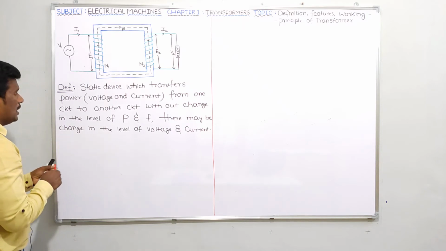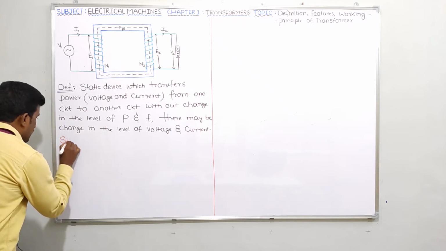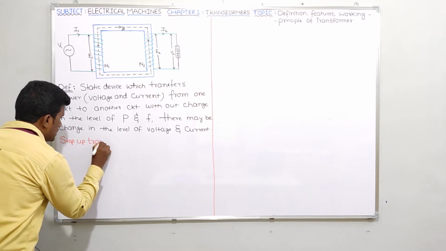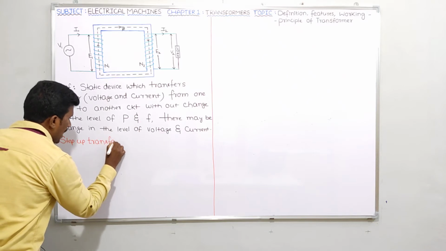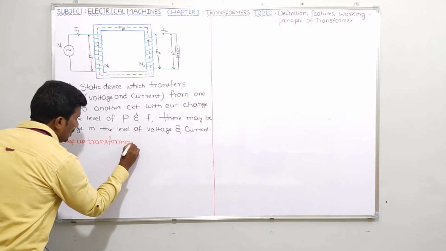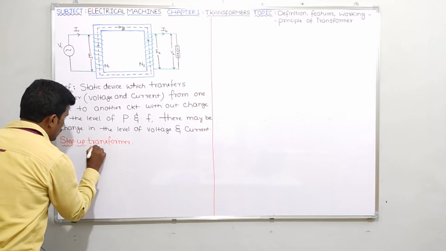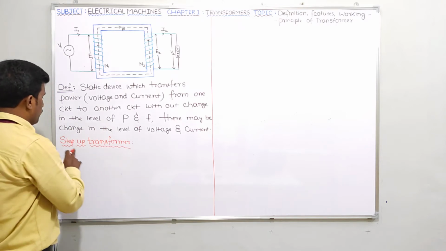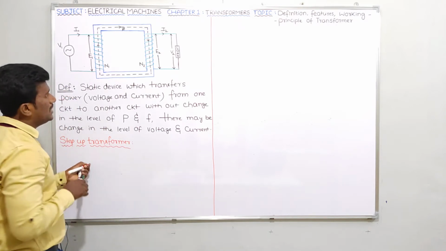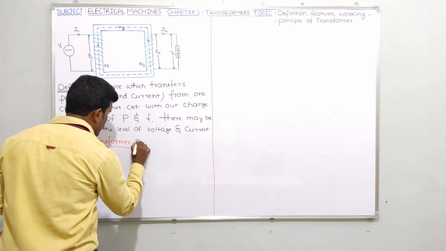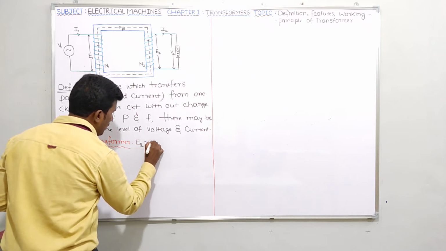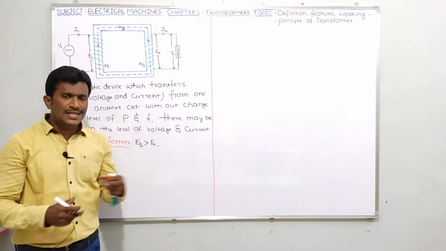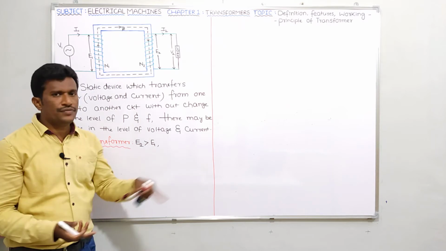Example guys, if you take a step up transformer, the name itself indicates that step up means it steps up the voltage. So when compared to the primary voltage, the secondary side voltage will be more. So in a step up transformer, secondary voltage E2 will be more than primary voltage E1. Is it clear?